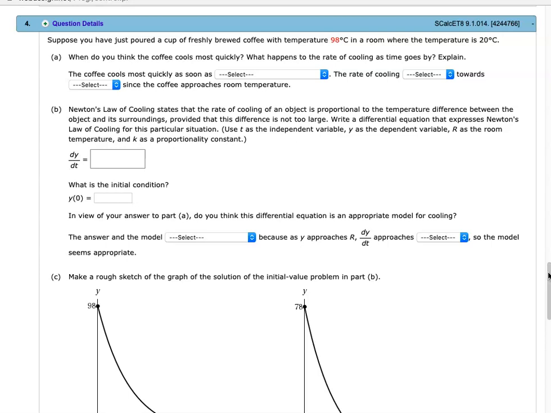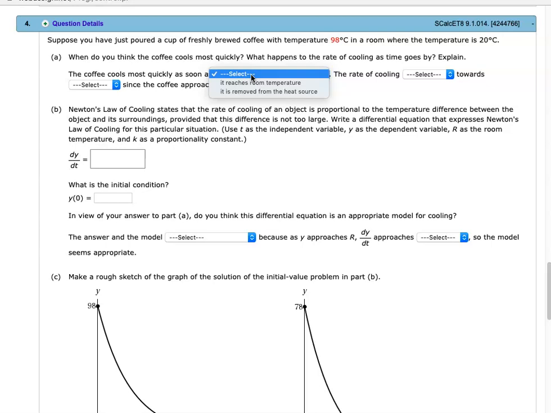All right. Suppose you have just poured a cup of freshly brewed coffee, with a temperature of 98 degrees Celsius, in a room where the temperature is 20 degrees Celsius. When do you think the coffee cools the most quickly? Do you think the coffee cools the most quickly when you first take it away from the heat source, or after it's been sitting in the room for a long time? First take it away. So when you first remove the coffee from the heat source, the temperature starts to drop pretty quick. But as it sits around for a long time, it's still dropping, but not nearly as quickly.